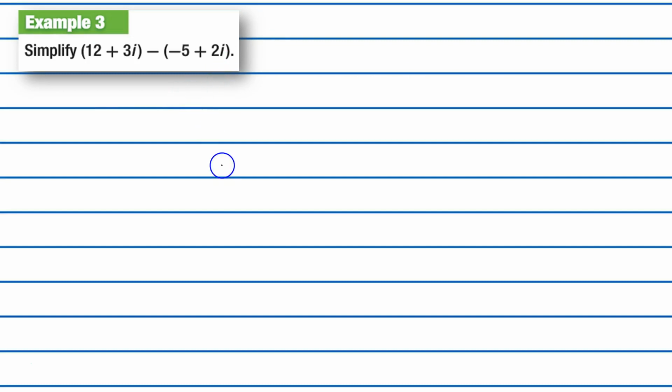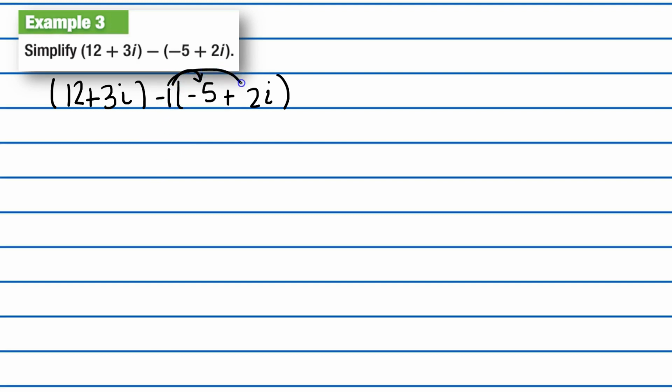Alright, so let's try an example of these though. Simplify 12 plus 3i minus (-5 plus 2i). I'm going to rewrite this real quick: 12 plus 3i minus (-5 plus 2i). So first of all, the first thing I want to do is, I see that there's a negative here, so I can make an imaginary one here, because that is there.